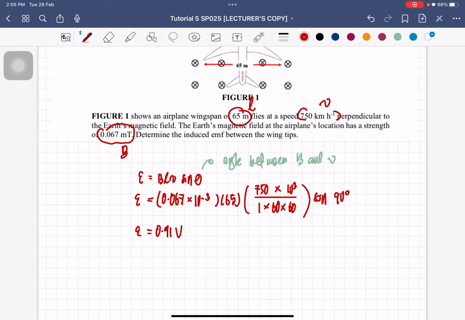Okay, so just make sure that you are reading the questions carefully. Sometimes they don't directly tell you the angle between V and B. Sometimes they directly tell you.